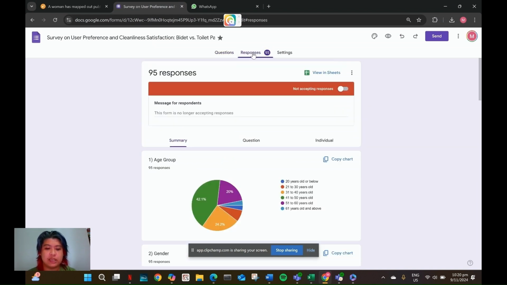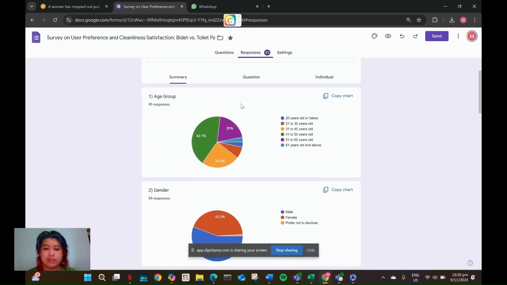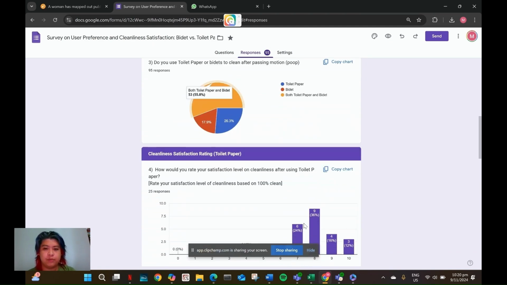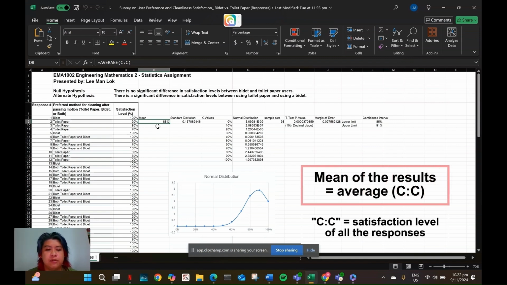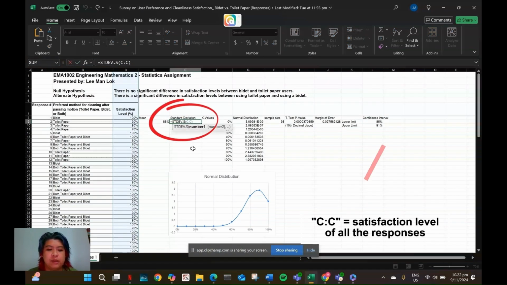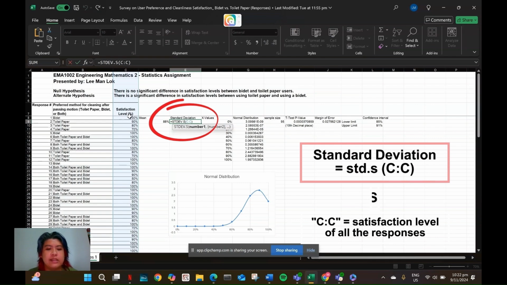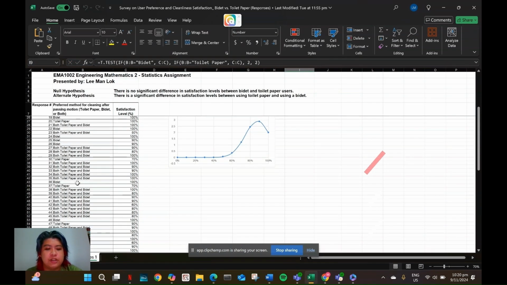To prove my hypothesis, I conducted an online survey among a random sample of all age groups, receiving 95 responses, which I have tabulated in Excel as shown. First, I find the mean of the results using =AVERAGE from column C to C. Next, I find the standard deviation using the formula STDEV.S, S as in sample data, again using column C to C to select all the satisfaction levels.